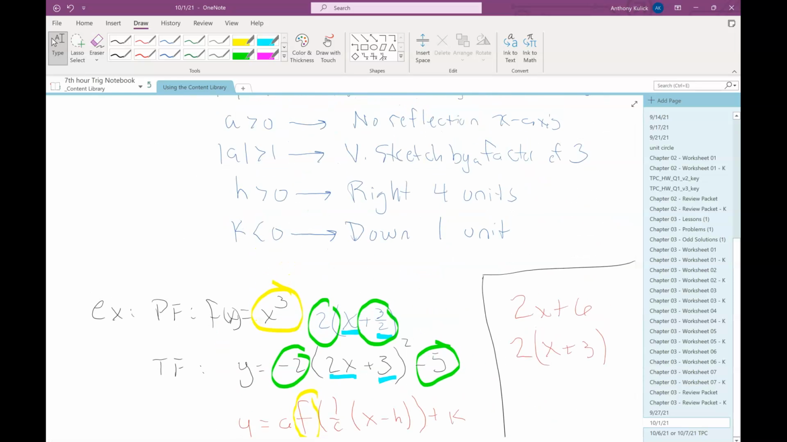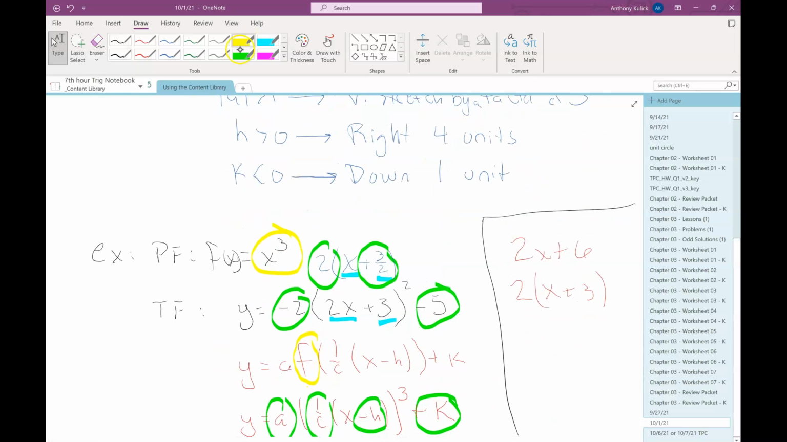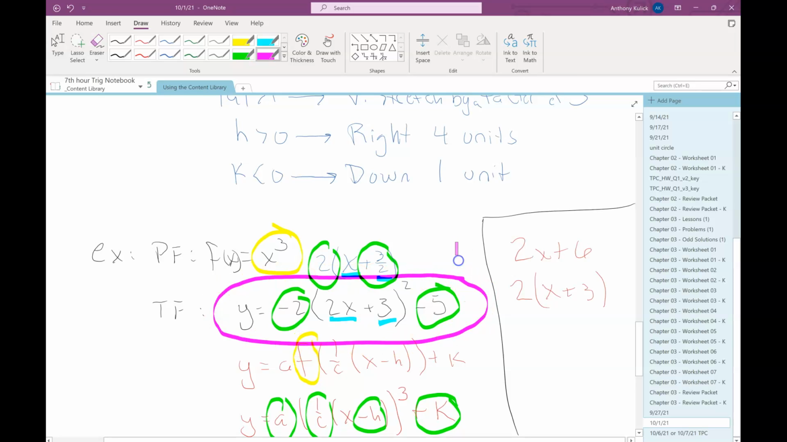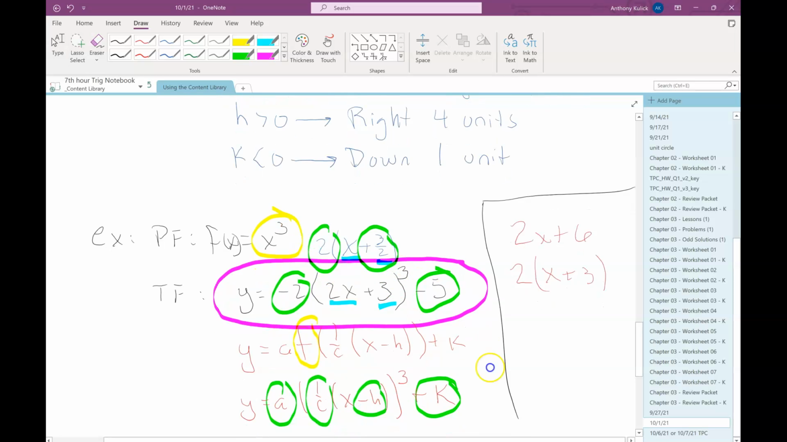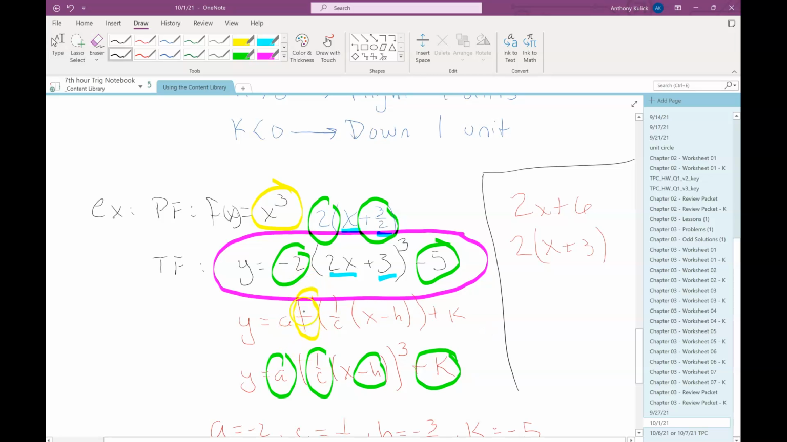Well, if I look at my transform function here, I wrote it with a square instead of a cubed. There's no f in it, right? It has this x cubed in it. So I just adapted my general one to match the parent function, which has the cubed in it.